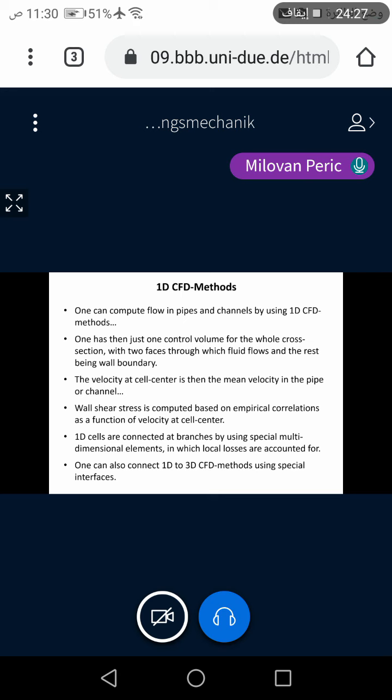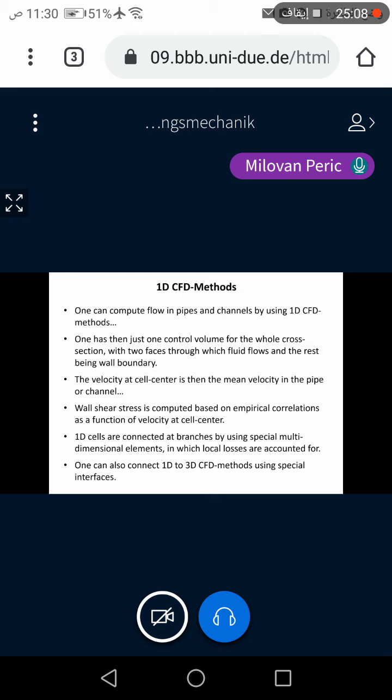Now the next level is that we do discretize the pipes using control volumes, but there is only one control volume for the whole cross section. So it's like beams in finite element methods, if you are familiar with them. You don't discretize in the cross section, but you discretize along the pipe. And so every pipe control volume has two faces from which there is a flow, so left and right. The rest is wall, and the velocity at the cell center is then the mean velocity over the pipe.